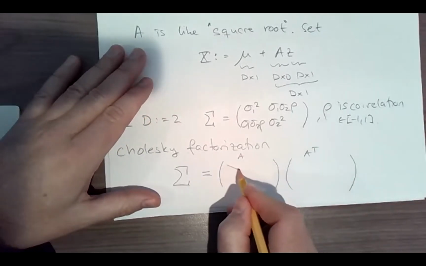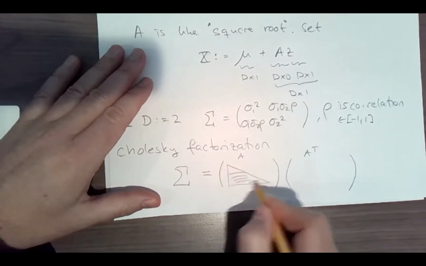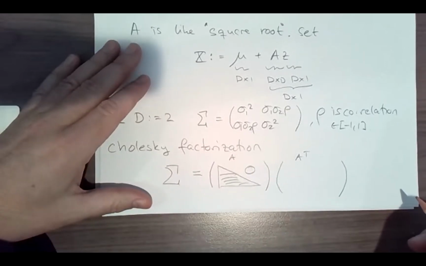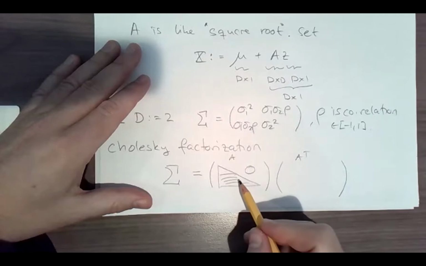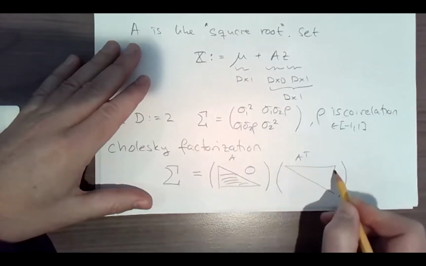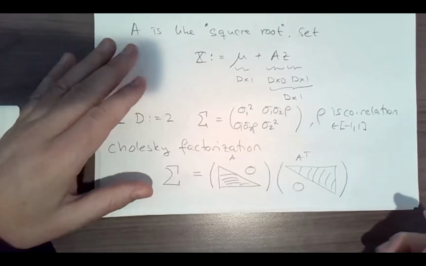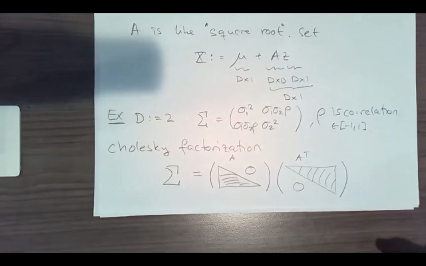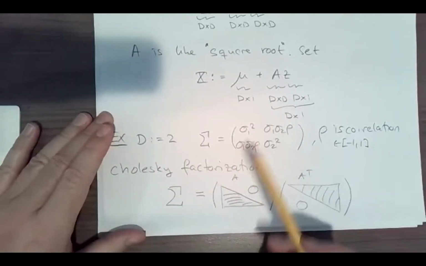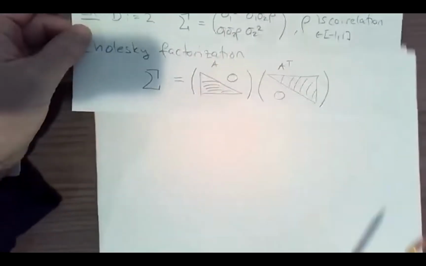So you have stuff on the diagonal, and you'll have stuff here, and then there'll be a 0 up there. And then the A transpose is whatever we have here, moved up to the other corner, and then 0 down there. So how does the Cholesky factorization look in the two-dimensional case?